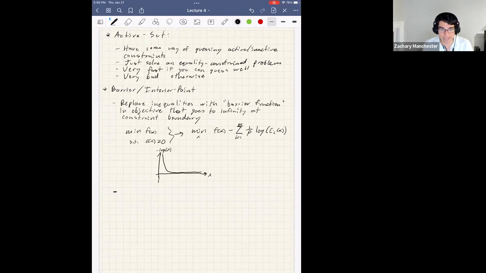So these are the gold standard. They work really well for small to medium size convex problems.